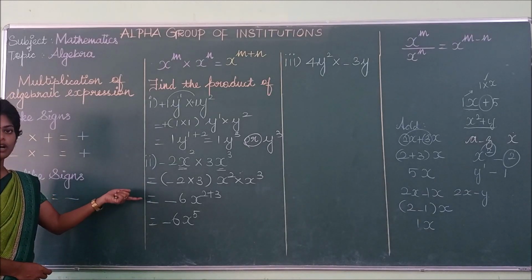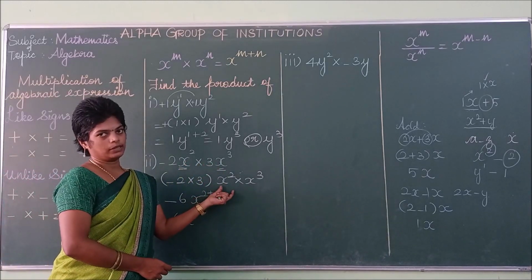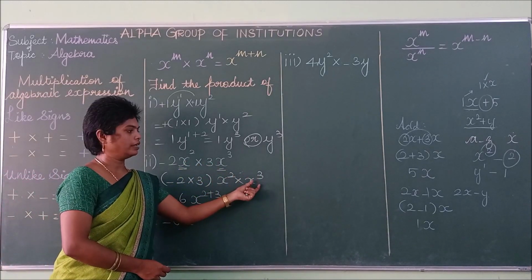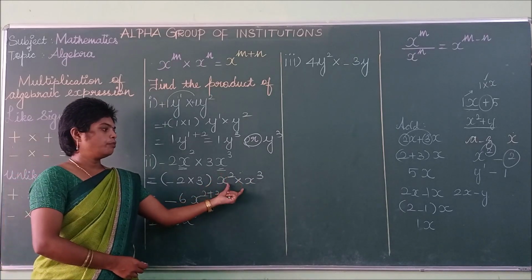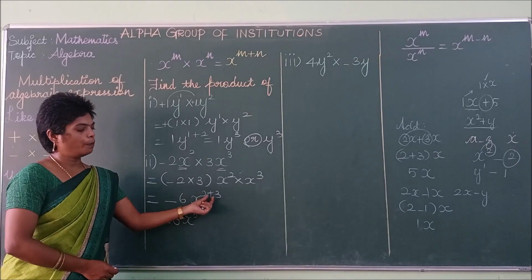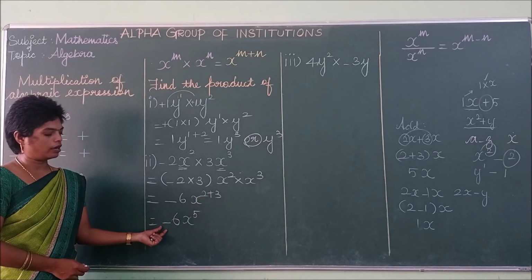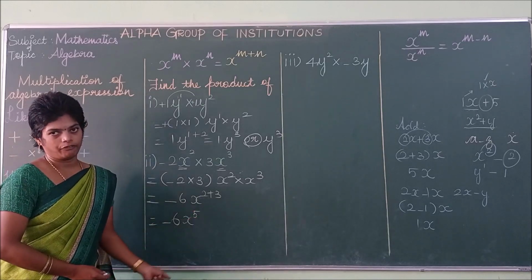2 into 3 is what? 2 threes are 6. Then you have to write the x terms: x squared into x power 3. If the bases are the same, you can add the powers using that rule. 2 plus 3, adding the powers, we get x power 5. So your final answer is minus 6 x power 5.